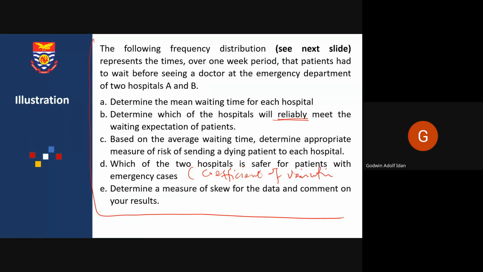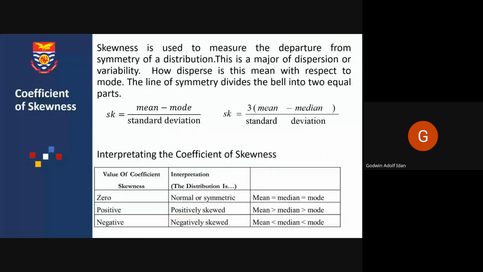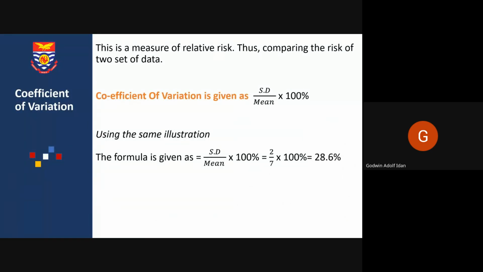The coefficient of variation says that after getting your mean and your standard deviation, you do that one. And that is what we mean by the relative risk. It compares the risk of 2 sets. So whenever you want to compare 2 given sets, you use the coefficient of variation. And so the illustration is going to cover all of these activities.